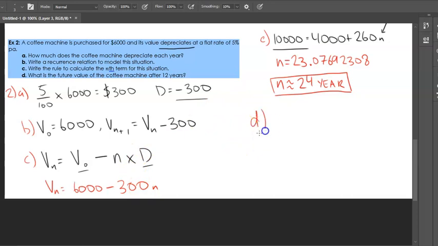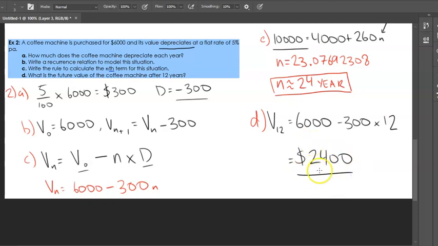So question D, what is the future value of the coffee machine after 12 years? So we're just finding V of 12. Anywhere we see the letter n, we're just going to replace it with 12. Put this into the calculator and you'll end up with $2,400. So the price of the coffee machine is $2,400 after 12 years.